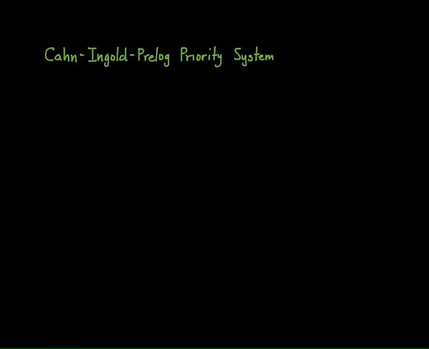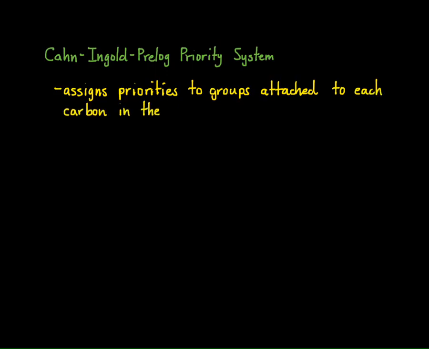So let's take a look and see how the Cahn-Ingold-Prelog priority system works, or the CIP system works. In a nutshell, what we're going to do is assign priorities to groups attached to each carbon in the double bond. And before we get into how we assign those priorities, I want you to get an overall picture of what we're going to do.